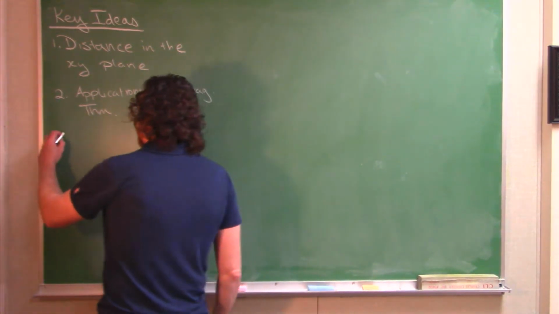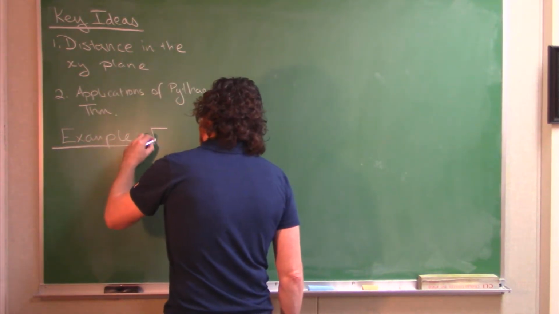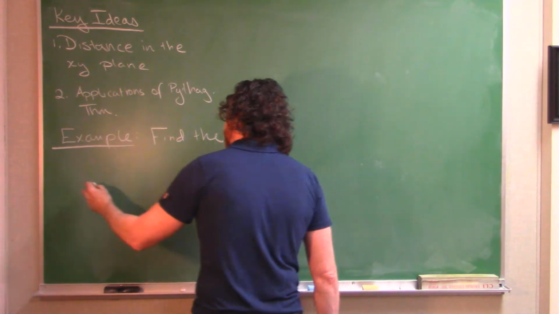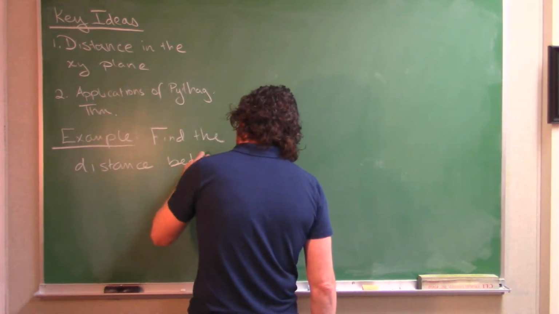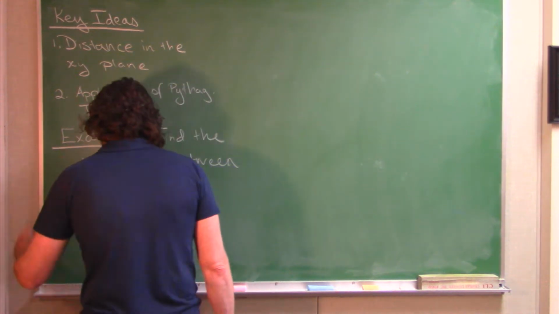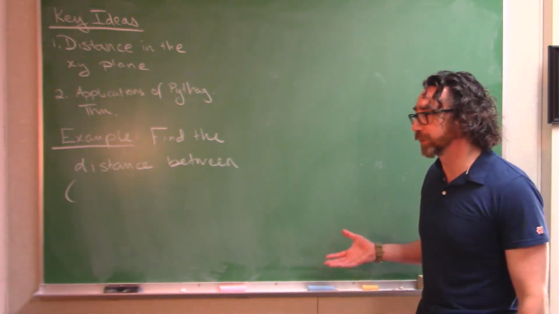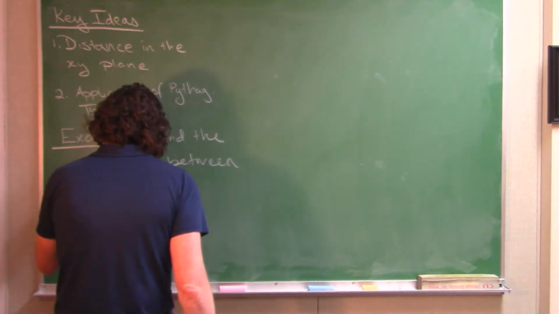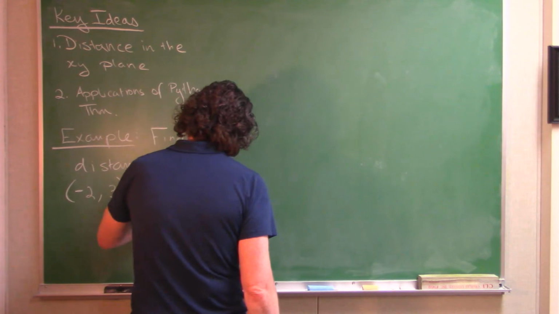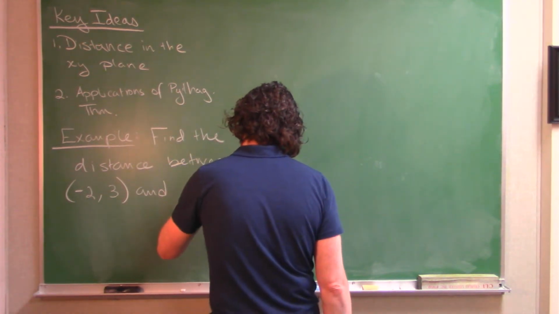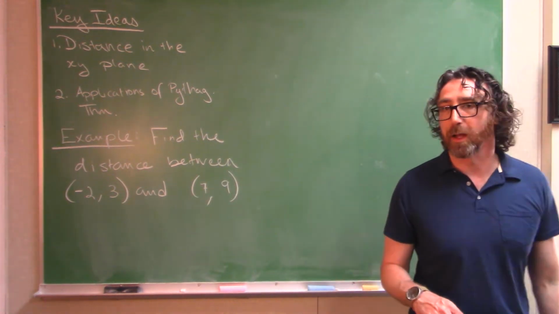Okay, so let's start out with a quick little example here. I'm going to give you 2 points in the xy plane. I'm going to give you an x coordinate and a y coordinate for each. And these can basically be anything. Let's do -2, 3, and 7, I don't know, 9. Okay, -2, 3, and 7, 9.